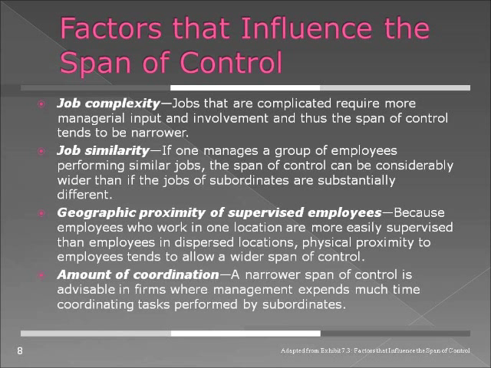We have the geographic proximity of supervised employees. Because employees who work in one location are more easily supervised than employees in dispersed locations, physical proximity to employees tends to allow a wider span of control. Amount of coordination. A narrower span of control is advisable in firms where management expends much time coordinating tasks performed by subordinates.